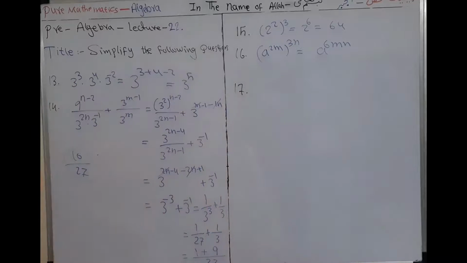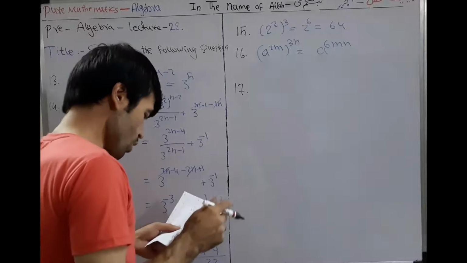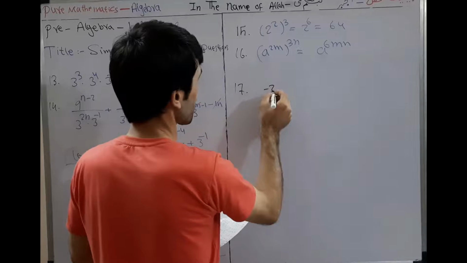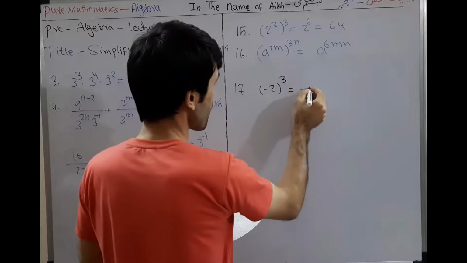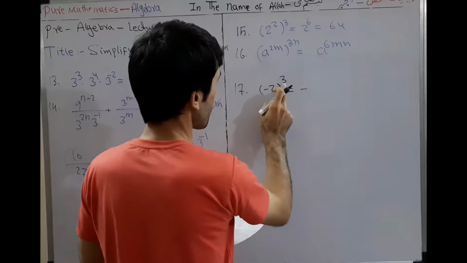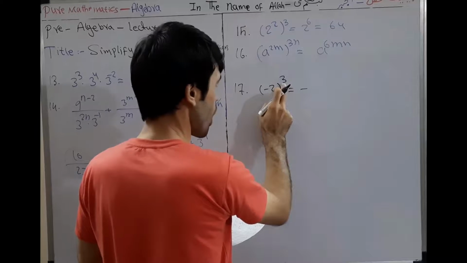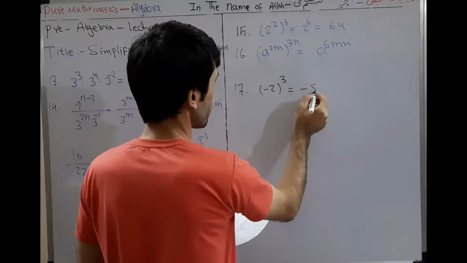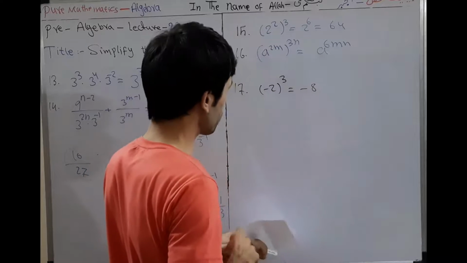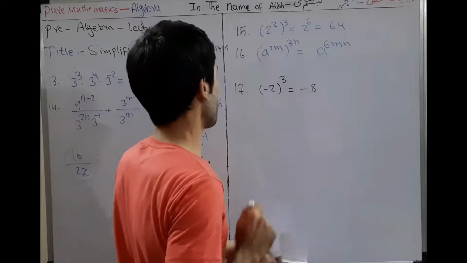Question 17. Minus 2 whole to the power 3, it is equal to minus, because the exponent is odd number, therefore minus 2 to the power 3, it is equal to minus 8.